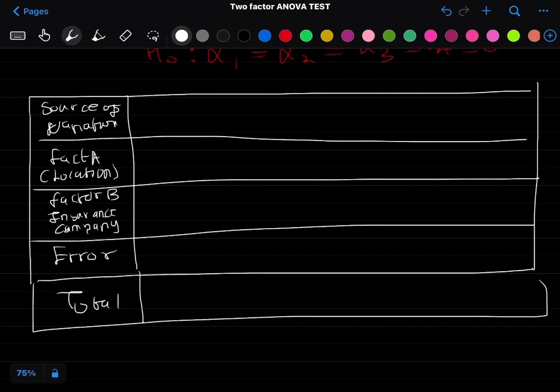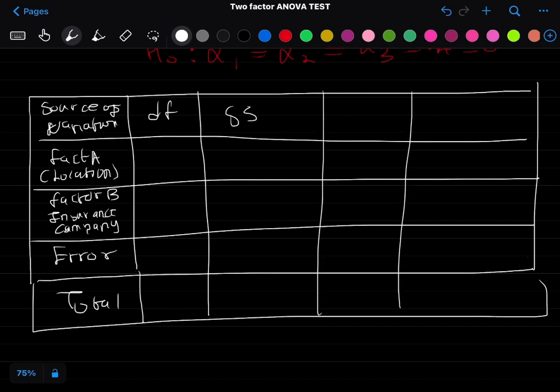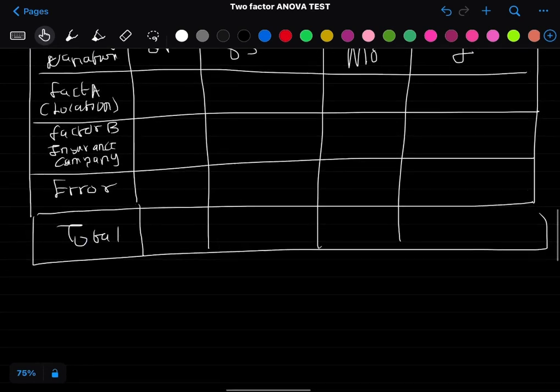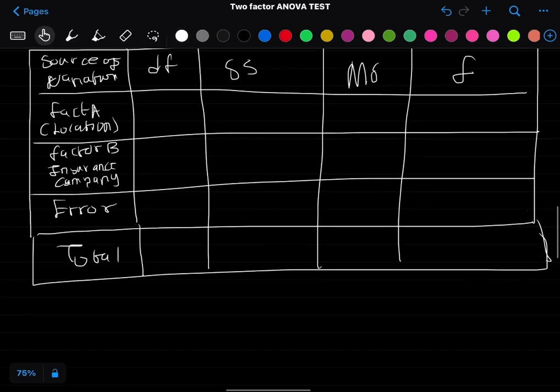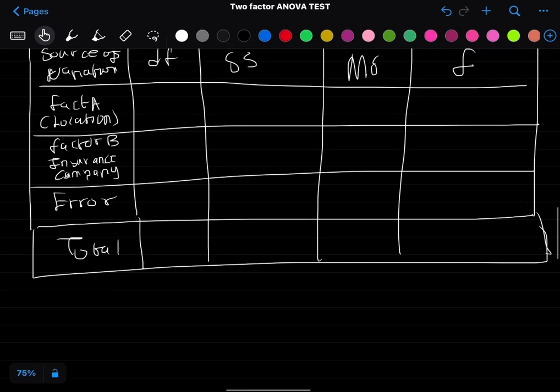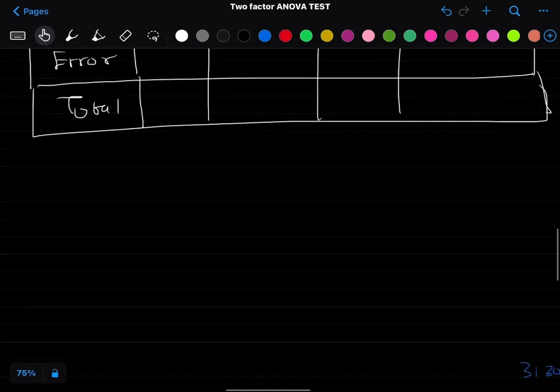So now we'll have a column for the degrees of freedom, a column for sum of squares, a column for mean squares, and a column for the test statistic. So now here are the formulas that you will be familiar with for you to be able to get the values of the sum of squares, mean squares, different degrees of freedom, and the test statistic.